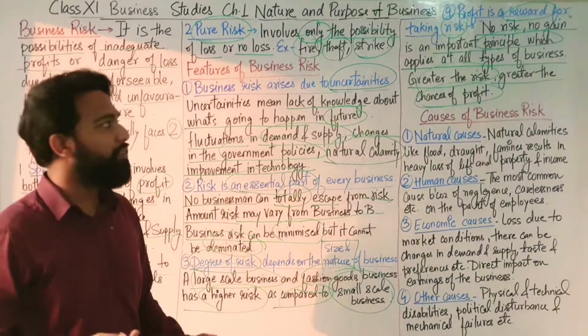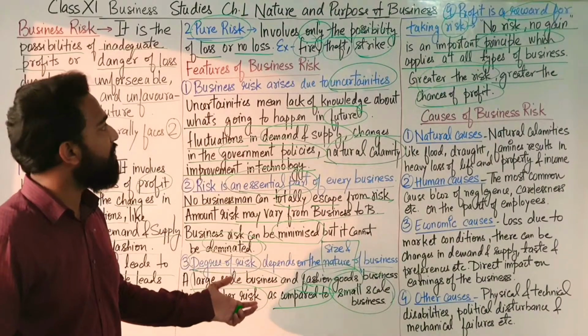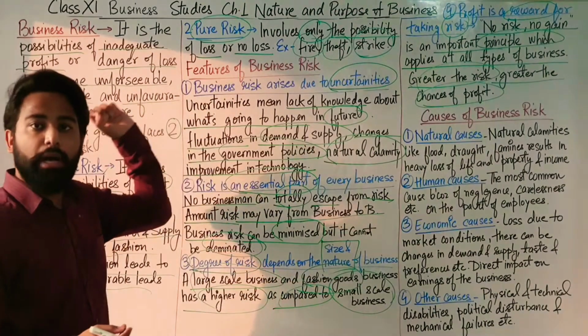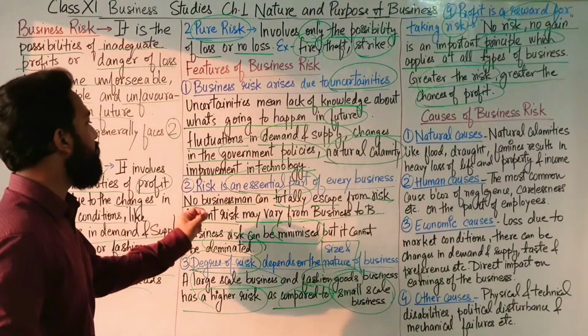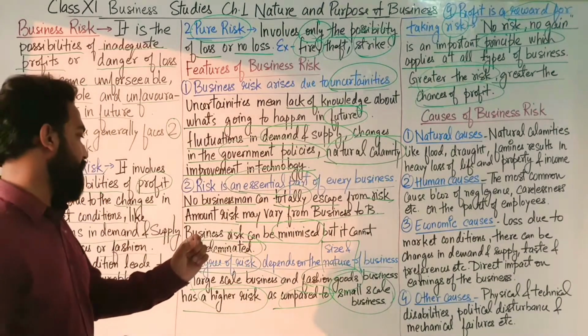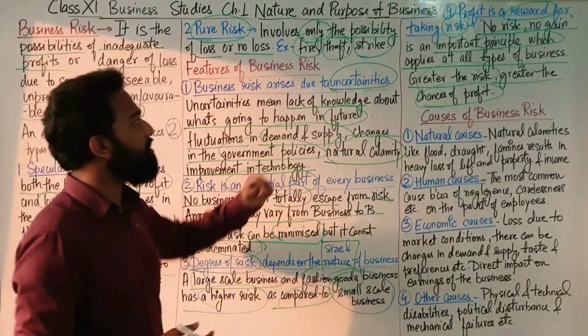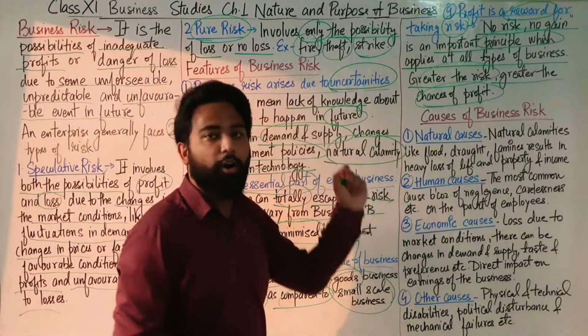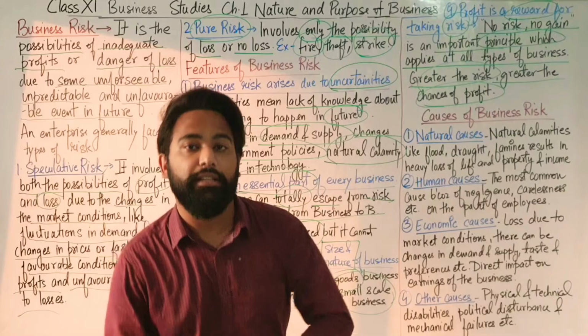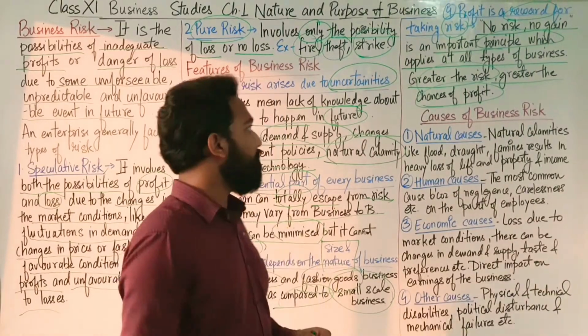Is that clear, students? All the features of business risk: business risk arises due to uncertainties. Risk is an essential part of a business. Degree of risk depends upon the size and nature of the business, and profit is a reward for taking risk. Is that clear, students? Fine.